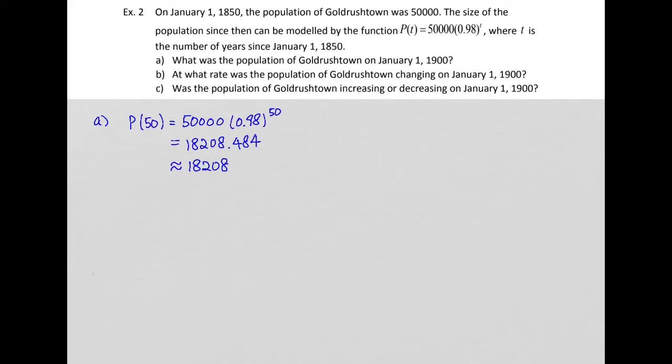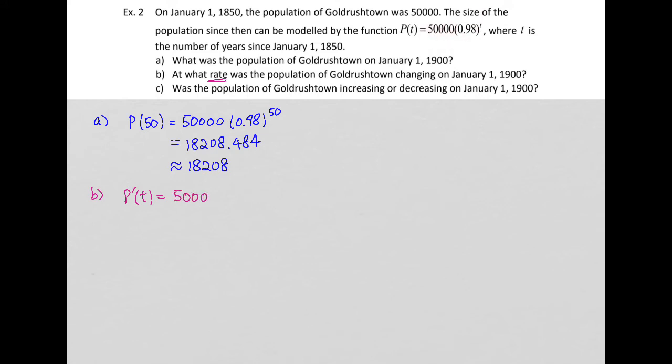So for part B, we're looking for the rate that the population is changing on January the 1st, 1900. That means we're looking for P prime t, which is the differentiation of the function. So let's look at the function. That's 50,000 times 0.98 to the exponent t. There is no variable beside the 50,000. That means 50,000 is only the coefficient.